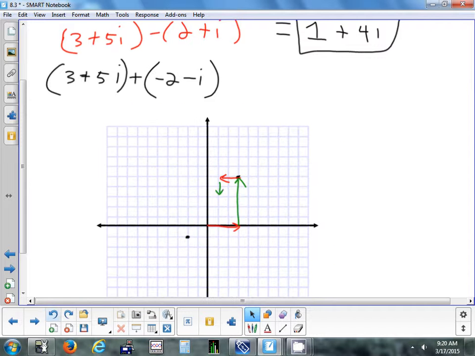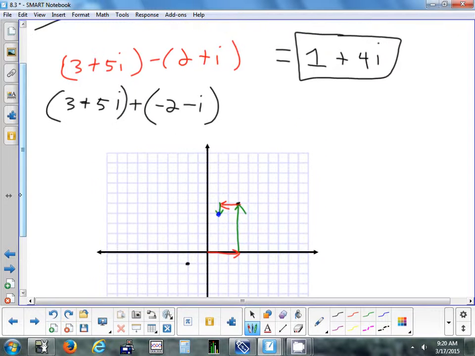Okay, so all the arrows are pointing in the same path. Take this last one, and we end up right there. Okay. Right 1, up 4. Yep, that's exactly what we should have done. Okay, any question on that? Right, so just a visual way to add complex numbers. Not very fast, not very efficient, but it's a different way to think about it other than just doing arithmetic.